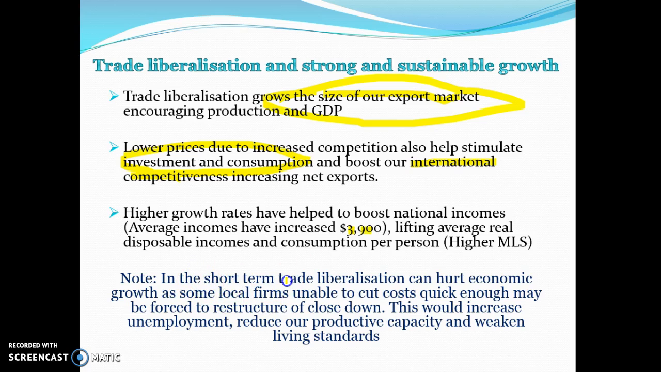It is worth noting though, in the short term, trade liberalisation can hurt growth because some firms that can't compete may be forced to close down, which can increase unemployment in the short term.